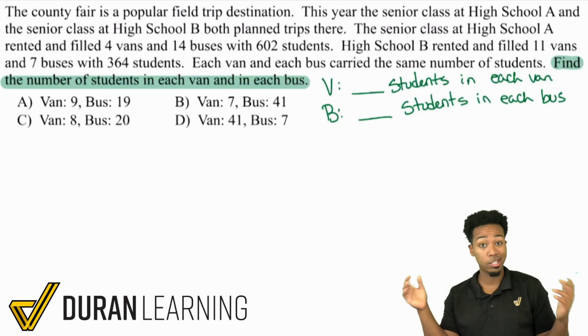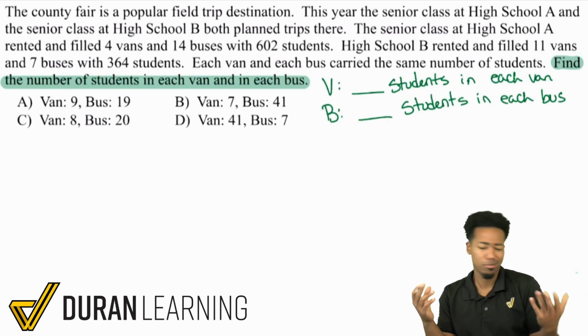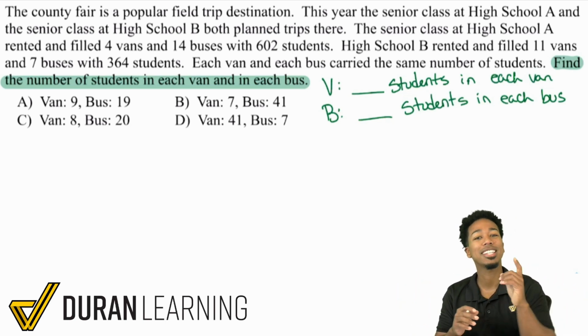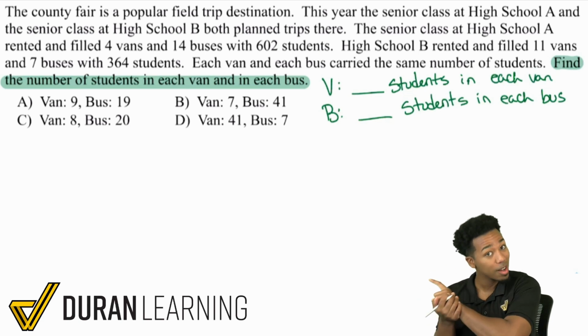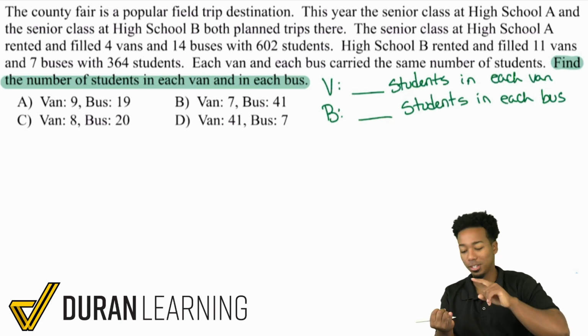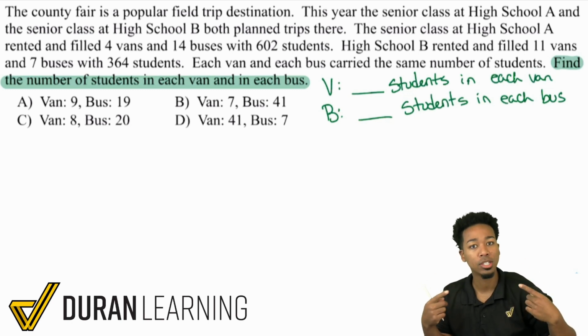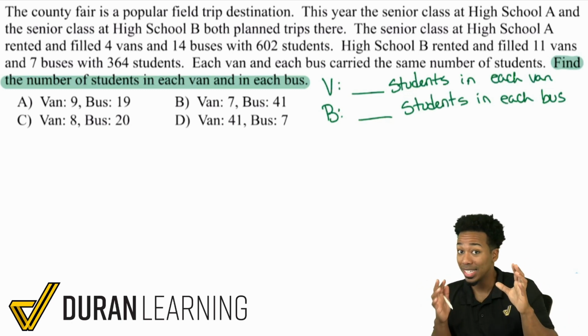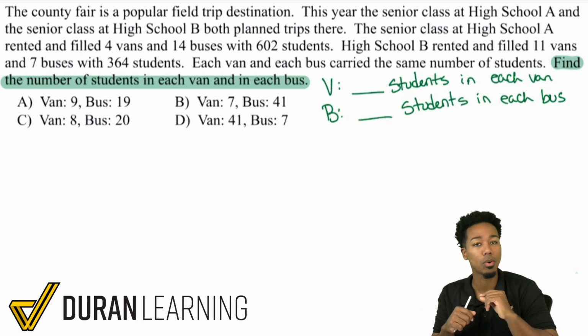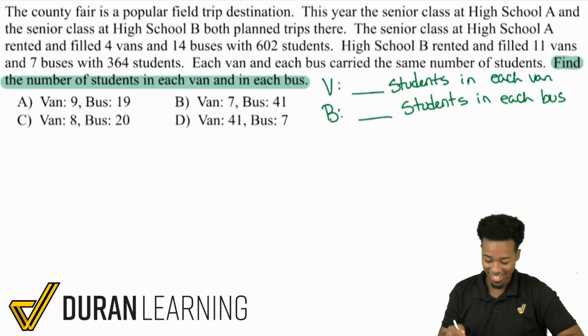Now, do I know what the situation is yet? Do I know what we're talking about? Of course not. But I don't care, because at least I know that whatever I'm doing with this problem, I'm looking for the number of students in each van and in each bus. Now let's go ahead and collect the information and let's see if we can tell that this is indeed a system of equations word problem. Let's find out. Let me show you how.